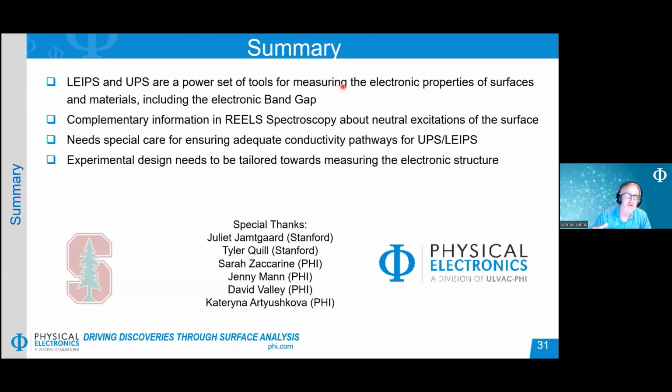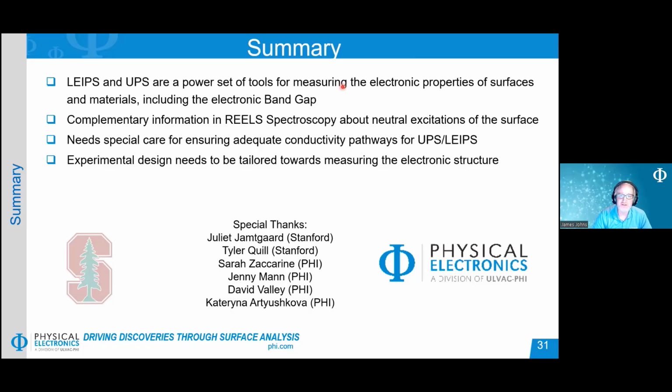Hopefully, this talk has explained a little bit more about the background of these techniques, how they work, and given you an idea of whether or not they might be appropriate for the systems that you are interested in studying. They are powerful techniques for measuring how materials behave electronically and chemically. UPS and LEIPS give you a unique piece of information, which is the energy alignment of different bands. And that information is complementary to the excitation energy that you get from REELS.